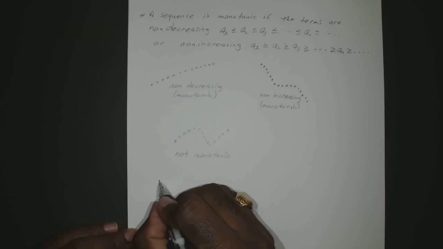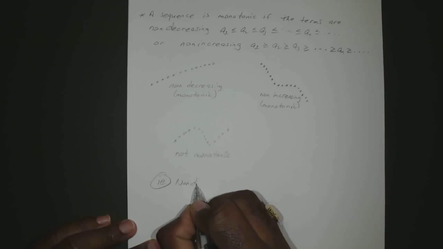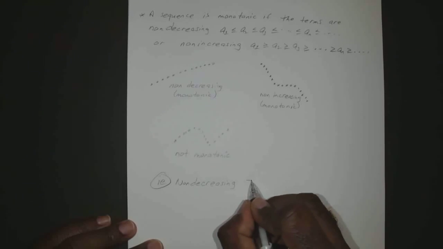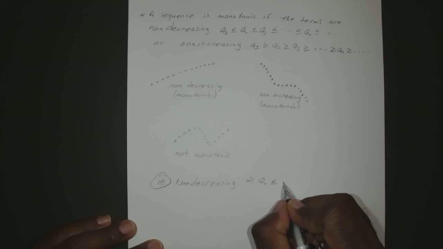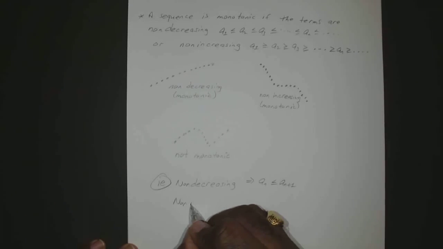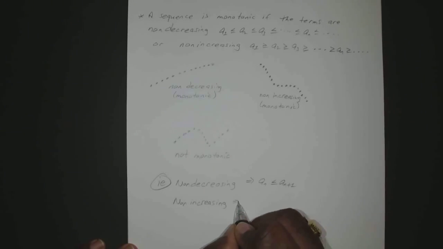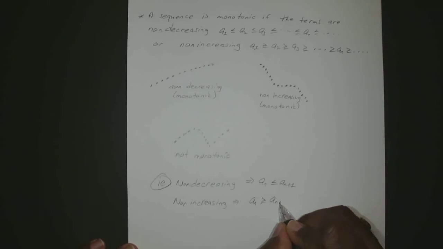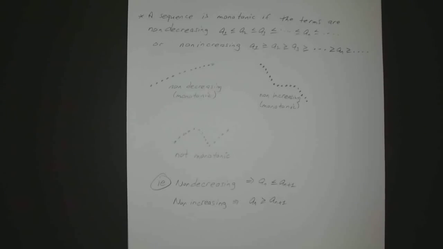Okay, so another way to say it is like this. In other words, non-decreasing means that your A sub n is less than or equal to the following term, and non-increasing means that the previous term is bigger than your next term. I'll leave that up for a few seconds.